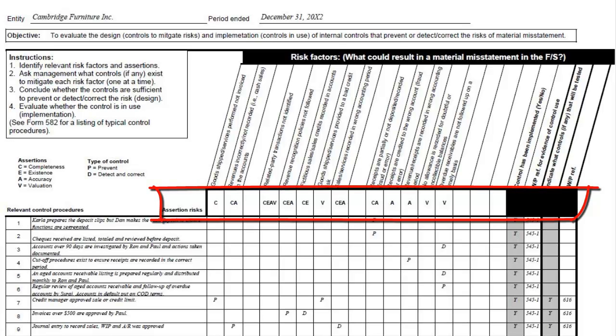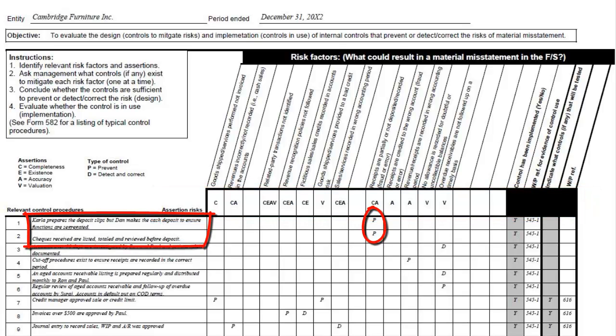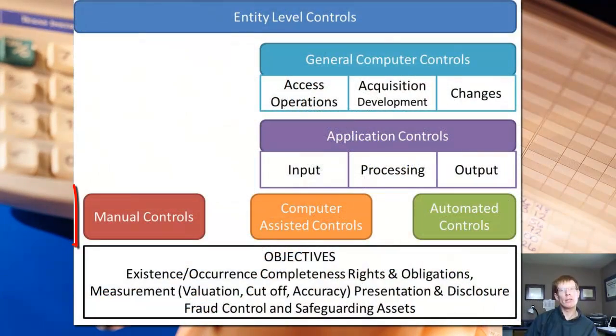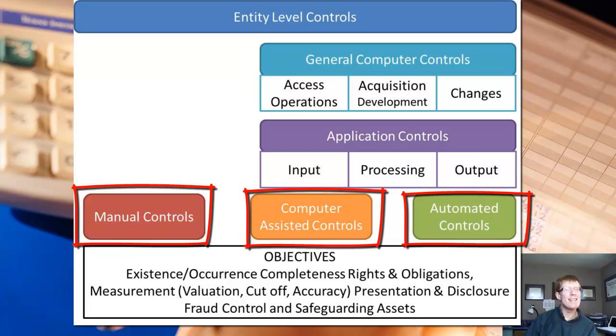In fact, there may be one or two or three controls that address the same objectives, and we can pick the one which we believe is either the most effective or most efficient to test. As we have previously noted, controls can be manual, automated, or computer-assisted. The nature of controls will have an impact on the tests we perform.